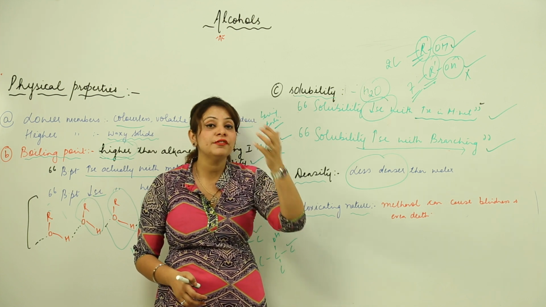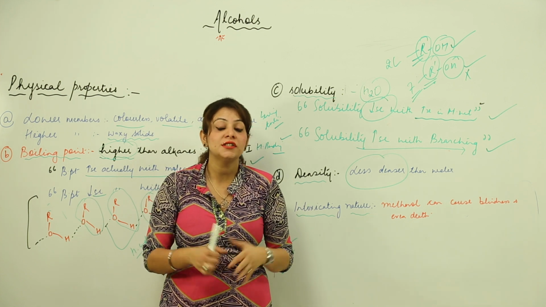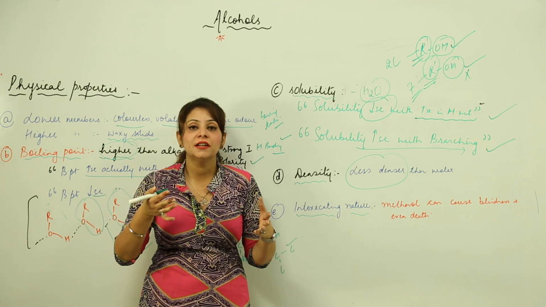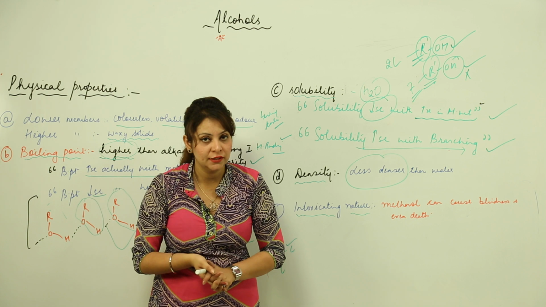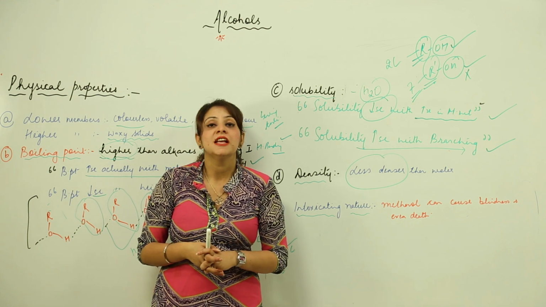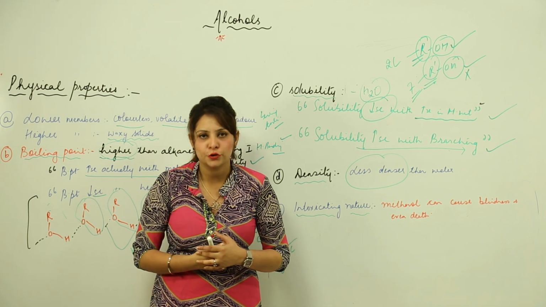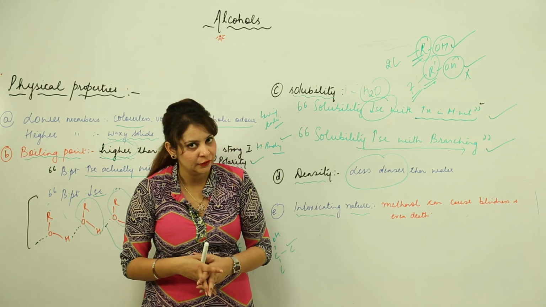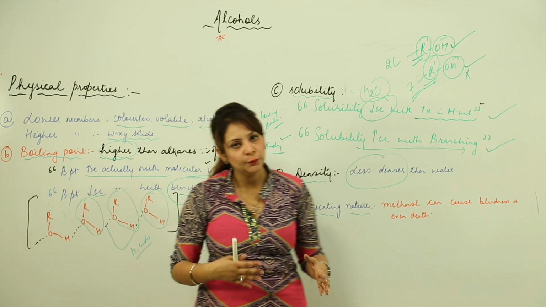And you know that if methanol is consumed, it can cause blindness and even death. So that means alcohols are toxic in nature. That means they have a harmful or adverse effect on our health, so they should not be consumed or should be handled in a proper manner. So these are the physical properties.